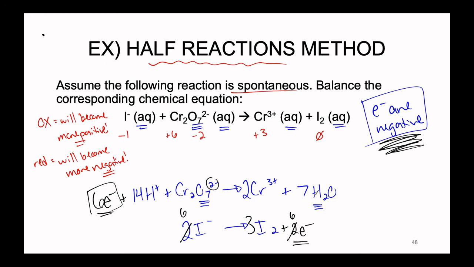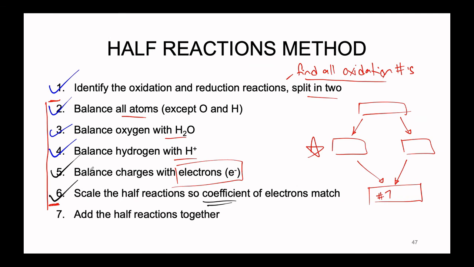So this is what it means to scale up or even hypothetically scale down. In the future, you might see a reaction scaled in order to make sure that the coefficients in front of the electrons match. This is because you want the number of electrons being generated by one reaction to be completely used by the other reaction. All right, so that is the balancing all complete.